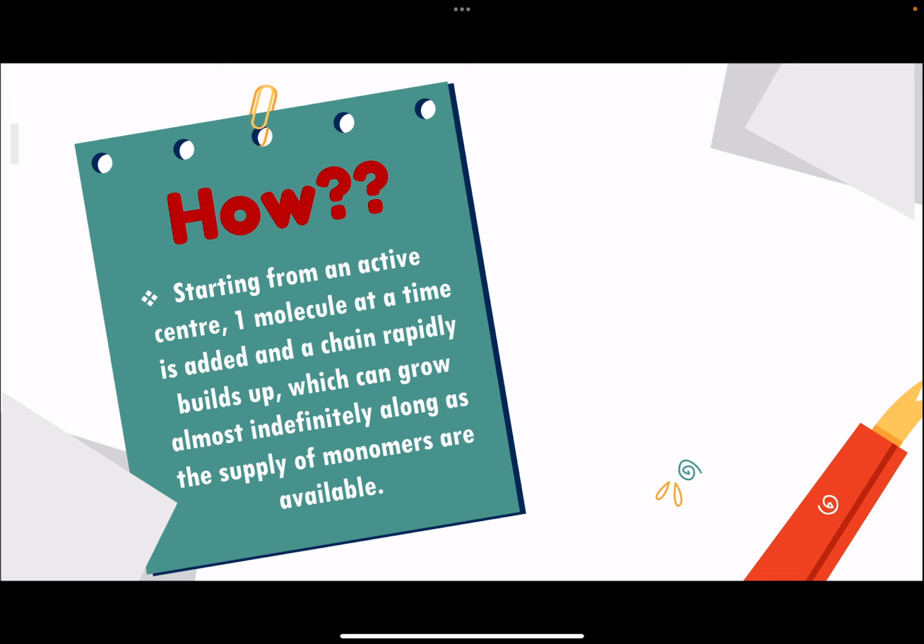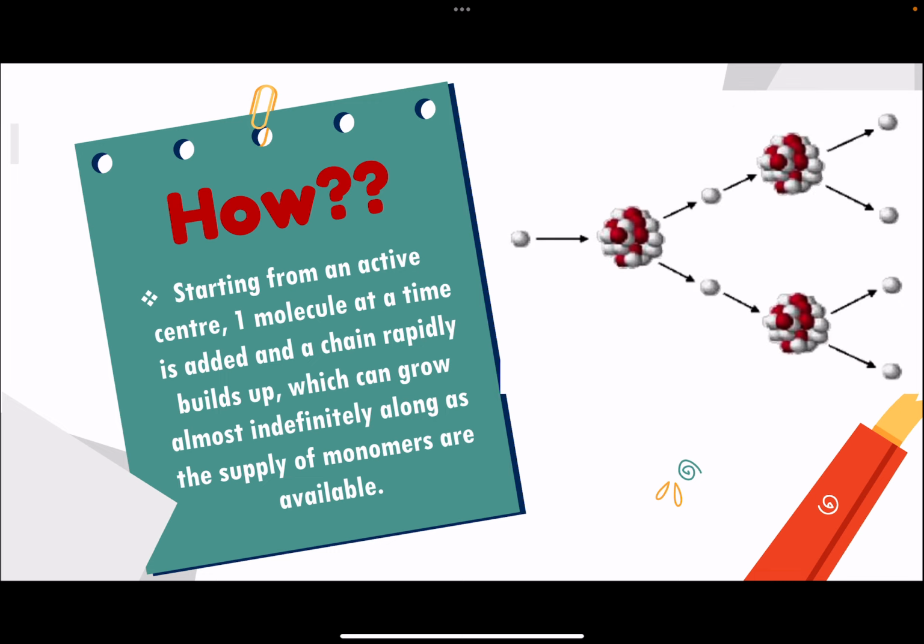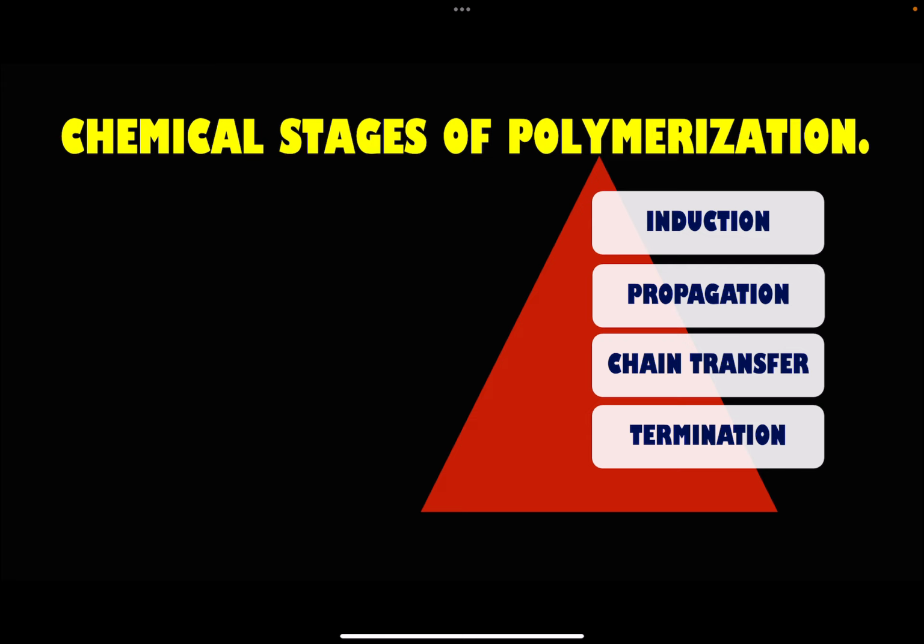Now, how does this occur? Starting from an active center, one molecule at a time is added and a chain rapidly builds up, which can grow almost indefinitely as long as the supply of the molecules is available. It's only when the supply of the molecules stops that this reaction stops. So moving on to the chemical stages of polymerization. Chemical stages of polymerization can be described under four main headings. The first being induction, second being propagation, third is the chain transfer, and the fourth is termination.